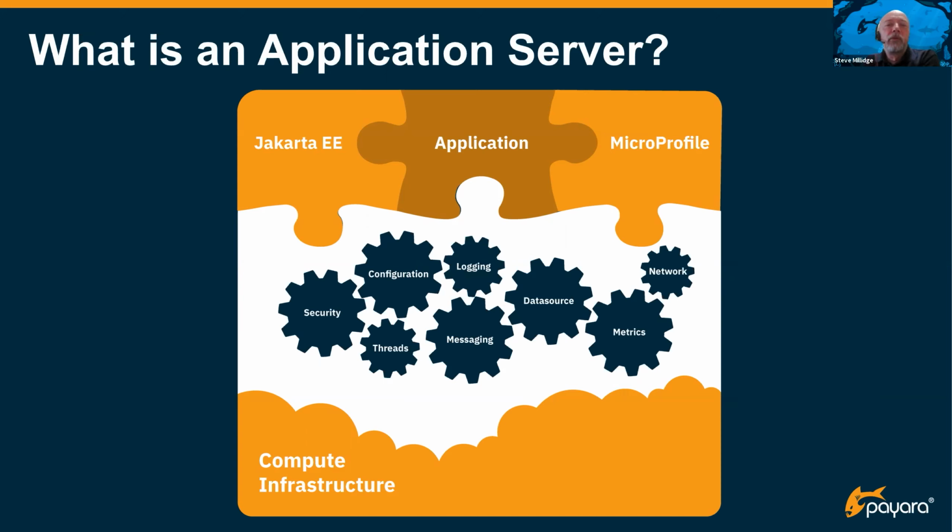So let's explore what is an application server, and then I will also explore a little bit about different application server deployment models that we have nowadays. This is a picture of my view of what is an application server. The goal of an application server is basically to provide and manage a runtime for your application. Your application is the jigsaw piece at the top there, and what the application server provides is a whole load of services for you.